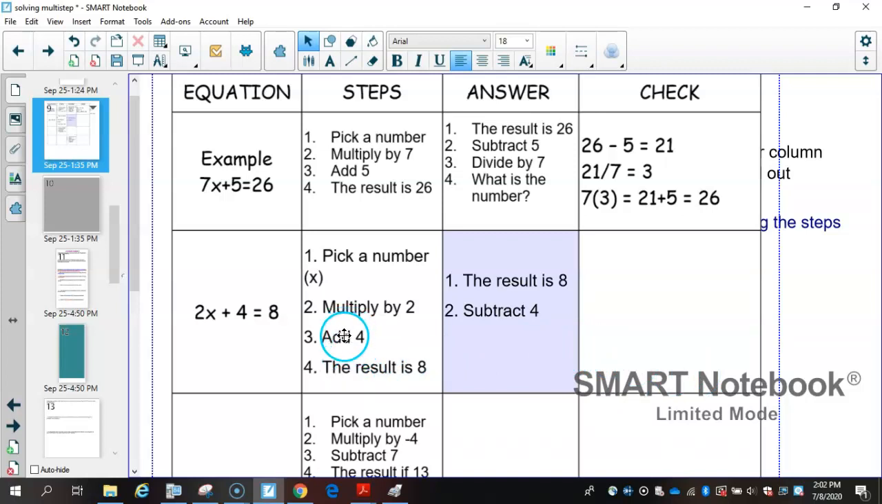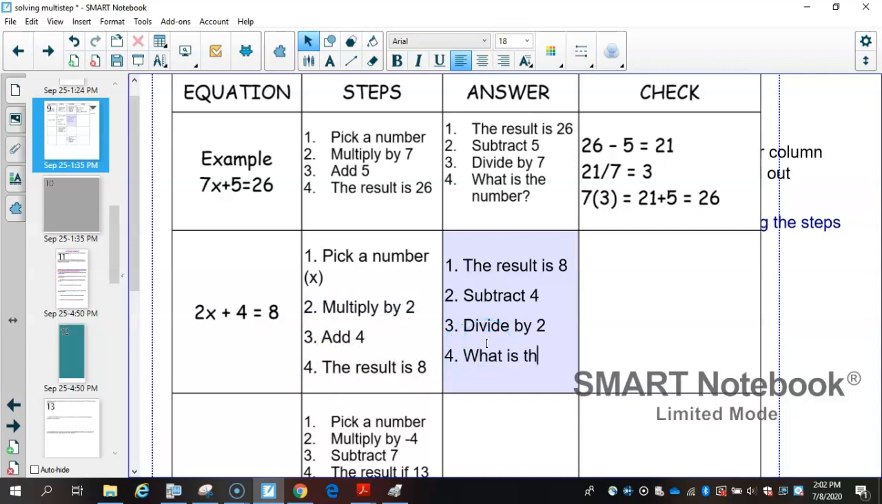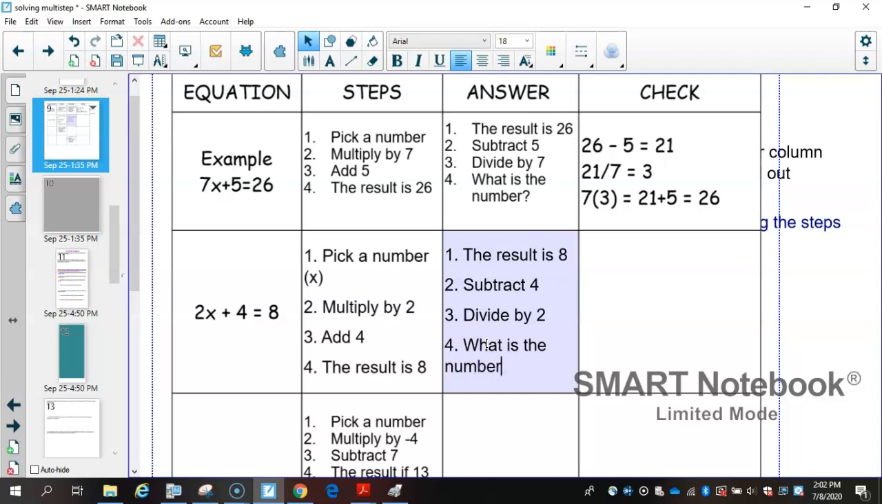And we're still going up, so we're going to go up to number 2, multiply by 2, but we're doing the opposite, or the inverse. So we are now going to divide by 2. And then because those were the only 2 steps, our last thing to say here is, what is the number? And we're looking for what is x.